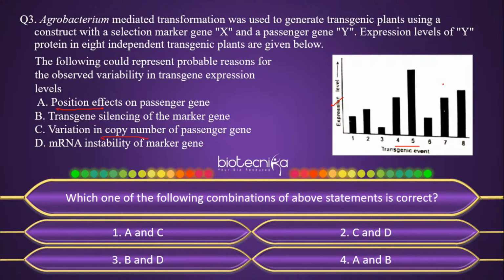See, one thing is very much clear: the expression level is not uniform, right? The expression level of Y protein in the fifth and eighth transgenic plants is more in comparison to the third and others, right? So, what could be the reason for such high expression level or such variation in expression level in all transgenic plants? So, what is position effect? If you need to choose the correct combination, you need to understand these terms first, right? Like, what is a position effect?